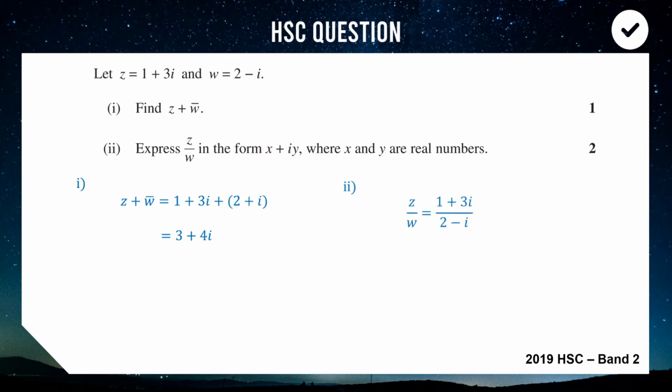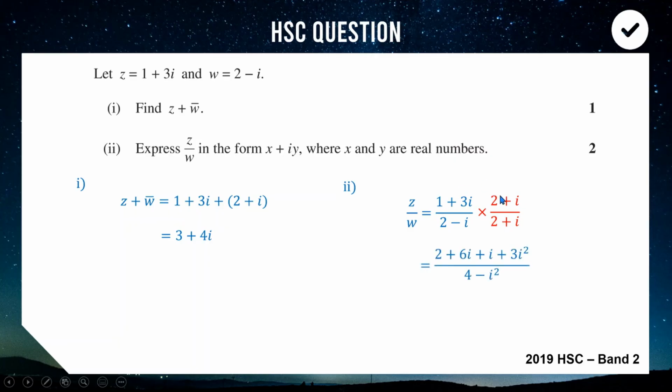Okay, part 2 is a little bit trickier. We're going to write the two numbers as a fraction, so we have Z on the top and W on the bottom. And now we are going to write this in the form x plus iy. So once again, whenever you see a fraction of two complex numbers, 9 times out of 10, the question is wanting you to realise the denominator by multiplying top and bottom by the conjugate. So once again, 2 minus i is our number, so the conjugate is going to be 2 plus i. So I'm going to multiply top and bottom by 2 plus i.